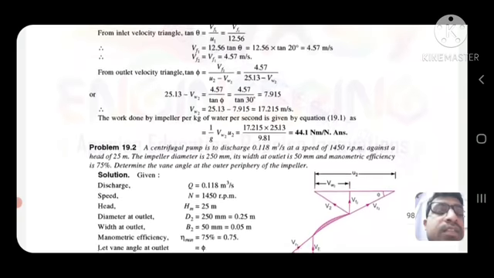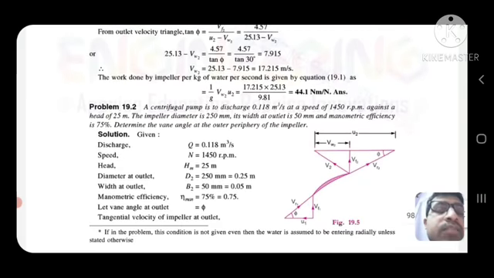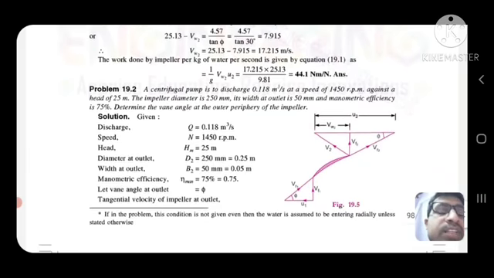The work done by impeller per kg of water per second is given by the equation Vw2 U2 by g. So 17.215 into 25.13 divided by 9.81, that is 44.1 Newton meter per Newton.